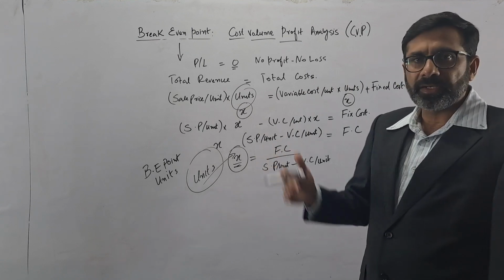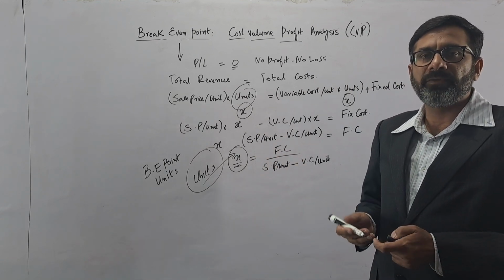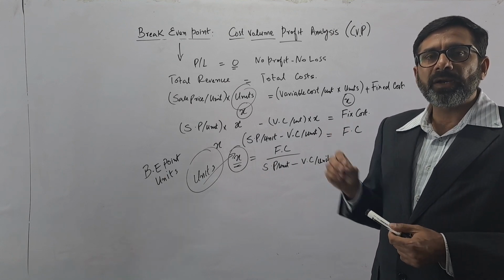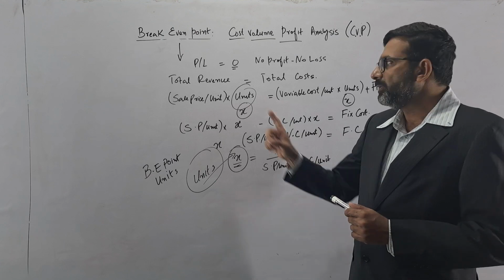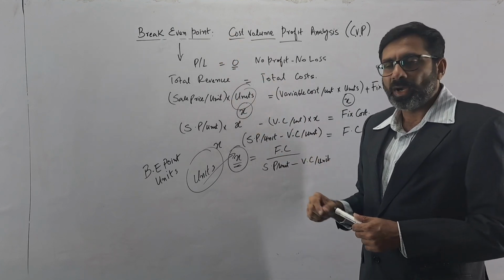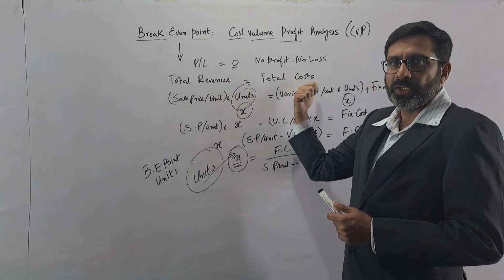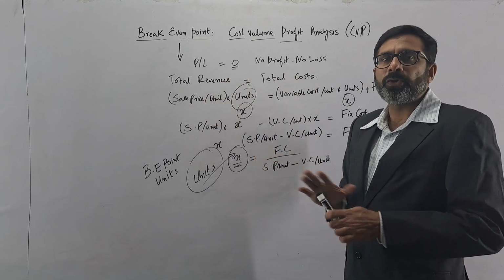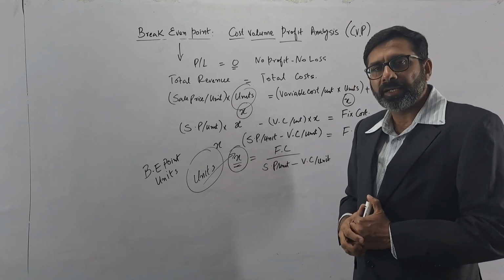The answer may be 100, 200, 500, 1000, depending on the situation, depending on the values. So these will be the number of units. If they sell these number of units, they will reach the break-even point, where the sales revenue will be equal to the total cost. So the company will be in a no profit, no loss situation. So the formula is very simple for the break-even point in the number of units.